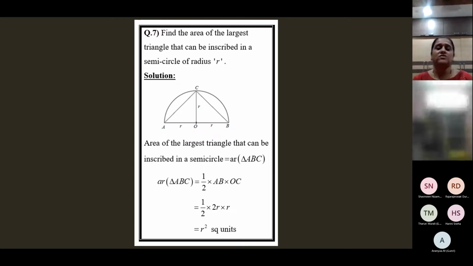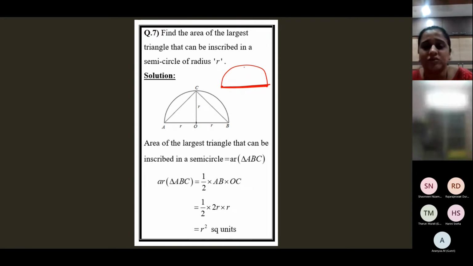Semicircle. Largest triangle that can be inscribed in a semicircle. So the largest triangle should have the maximum base and maximum height, correct? Which is the maximum base in a semicircle? This one. The diameter is the largest, that's the biggest chord, right? So this can be the longest side. And it should have the longest base and the longest altitude.